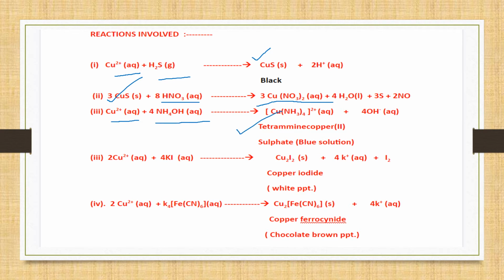If you start with copper sulfate, then this would be the name. Otherwise, you can simply write copper ion, as we are writing here in the equation, we are not showing any sulfate here. So it would be better to give it the name tetraamine copper ion. We generally use copper sulfate in the lab.